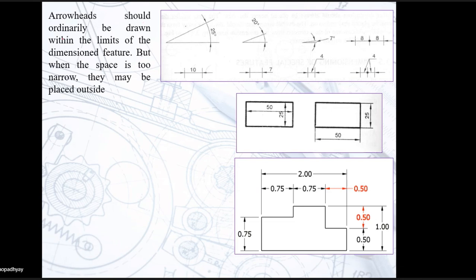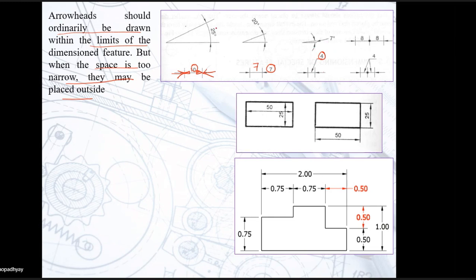Now arrowheads should ordinarily be drawn within the limits of the dimension figure, but when the space is too narrow, they may be placed outside, right? So here at this point, if you draw the arrowhead like this, then it will be difficult to place the dimension text in between. In that case, you can place the arrowhead outside and you can place the text here. Now here again, if it is very difficult to place the dimension text inside, you can place it outside like this. If it is difficult to place the dimension text here or here, then you can just use a leader line and provide the dimension. Correct? So this is how you can do it.